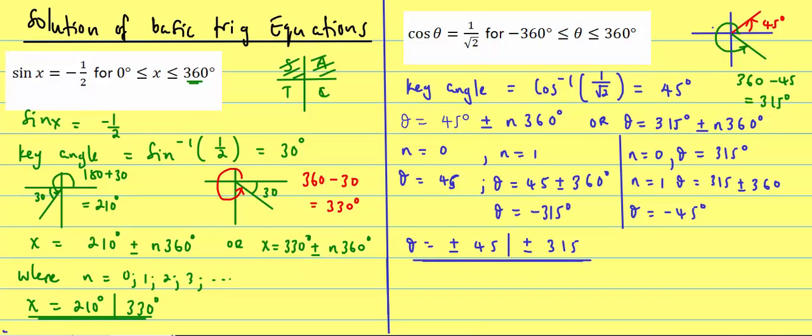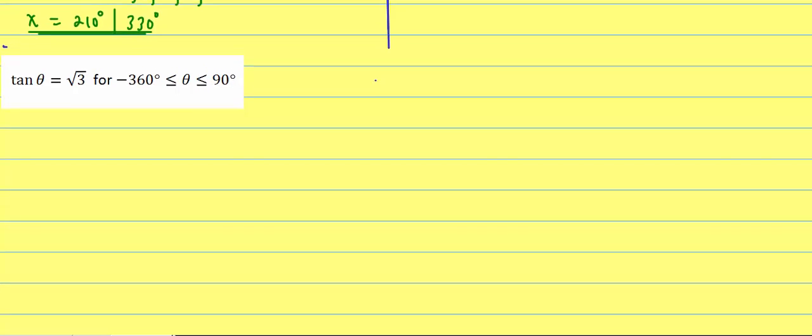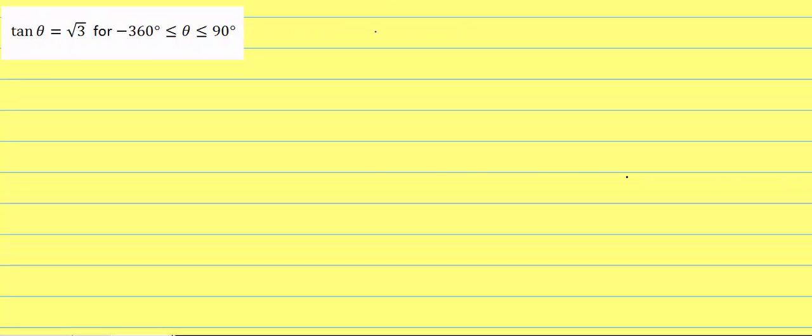In the final example, we want to solve this one here, where tan theta is equal to the square root of 3 for minus 360 is less than or equal to theta, which is less than or equal to 90 degrees. Okay, so proceeding in the same manner, I'm going to look for the key angle, which is going to be equal to the inverse tan of the square root of 3, and this is going to be equal to 60 degrees. Looking at my original equation, I can see that tan theta is positive, so the first quadrant is a solution.